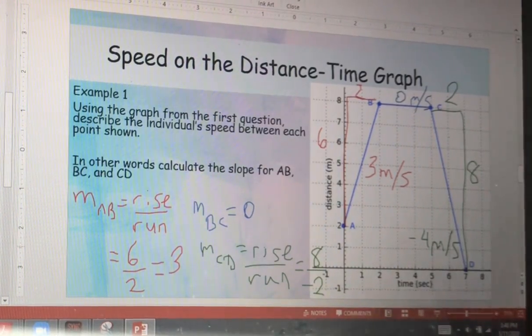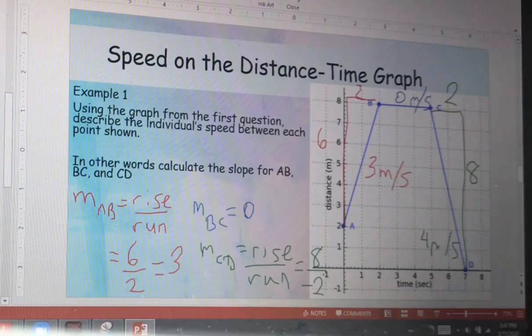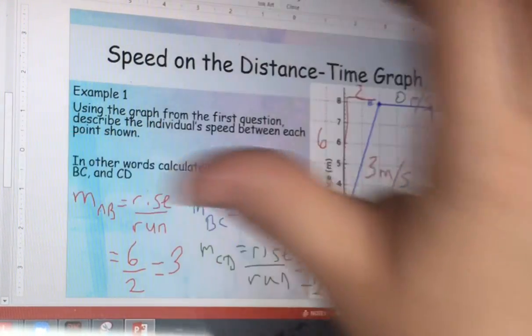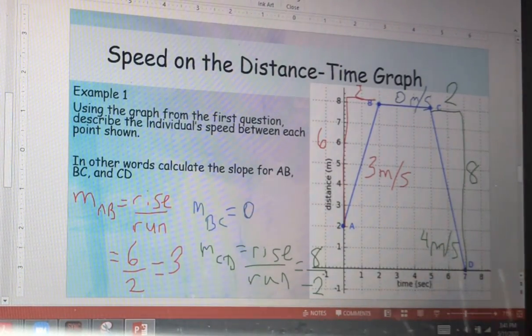And when you're talking about speed, the negative sign actually doesn't have meaning to it, so I'm going to erase it, and my speed is just 4 meters per second. The negative sign just tells me that I'm going back towards the wall, but in terms of speed, it doesn't really have meaning.